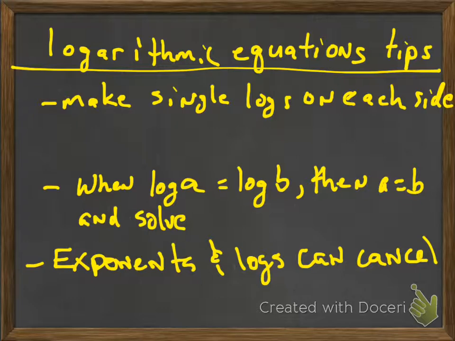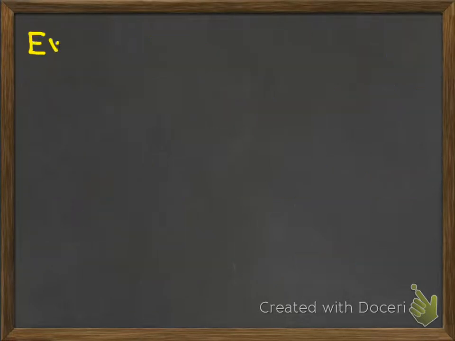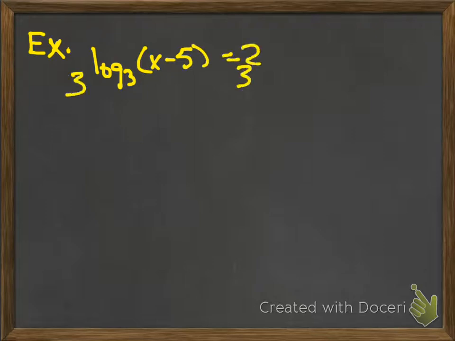But keep in mind, a lot of this deals with the exponents, and logs cancel each other out. So keep in mind that when you have a log in a certain base, you can make that into an exponent and they will cancel each other out. For example, here I have log base 3 of x minus 5 is equal to 2.